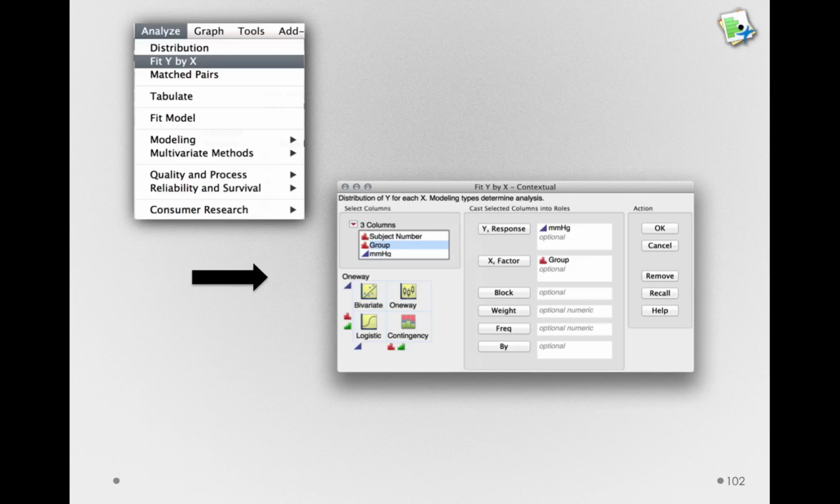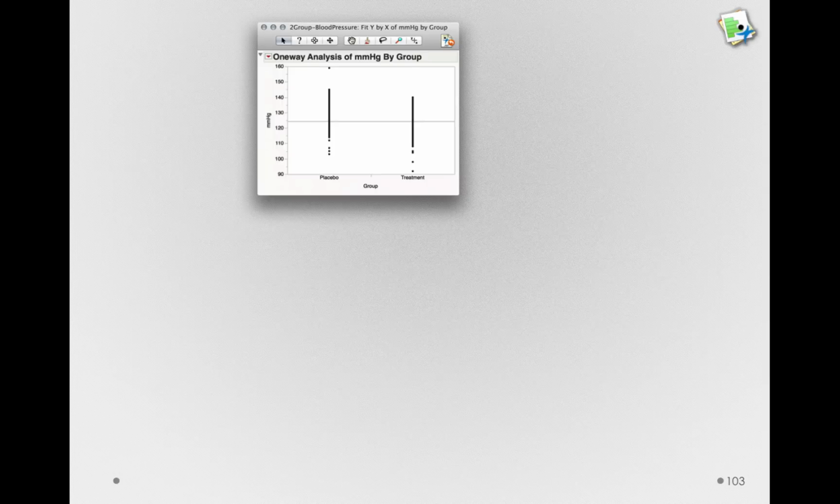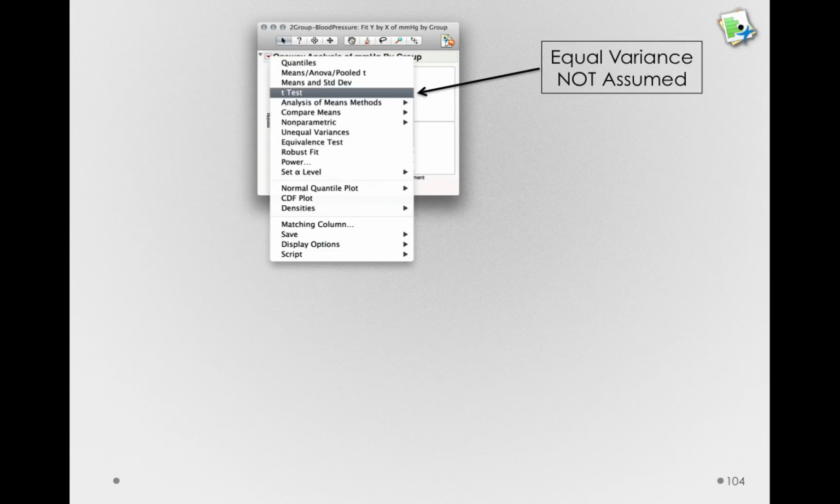We'll still use Analyze, Fit Y by X, and still enter the same columns into the same roles. So, group will be our X factor, and millimeters of mercury will be our Y response. We'll get the same dot plot, but this time we're going to select a different option. Instead of means, ANOVA, pooled t, we'll simply select t-test. T-test and JMP will run the equal variances not assumed test.